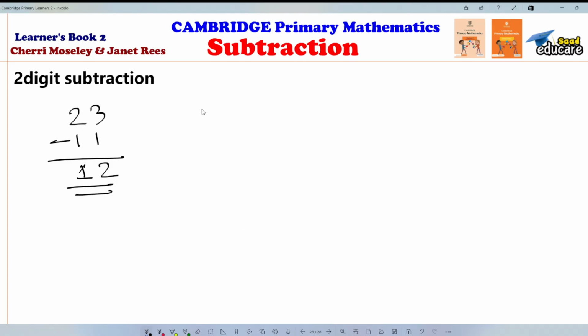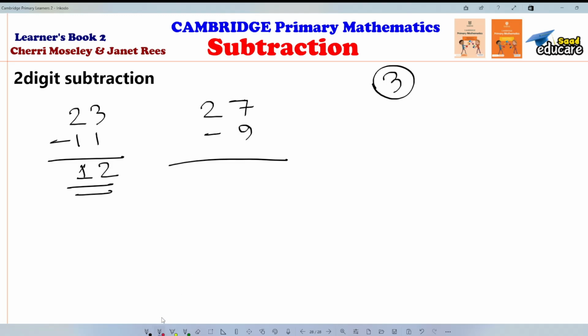But how about 29, or we can say 27 minus 9. So 9 we cannot subtract from 7. Therefore we need to take something. So our this video main concept, how to subtract very easy way. We will discuss 3 methods.